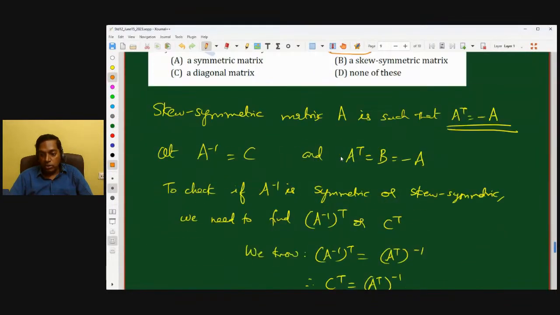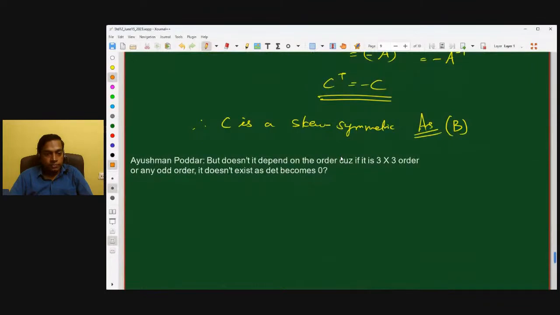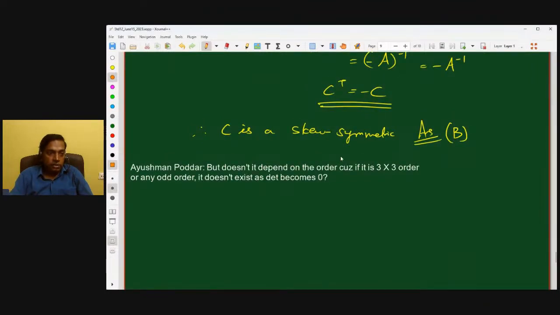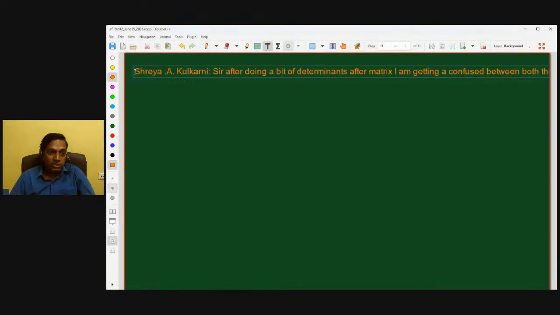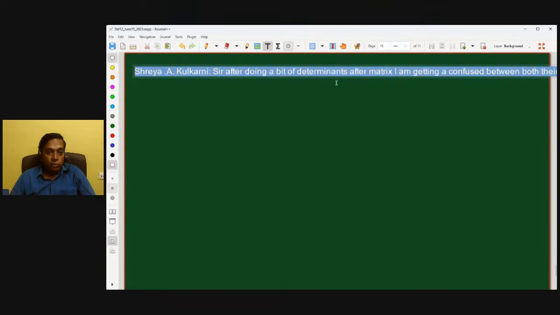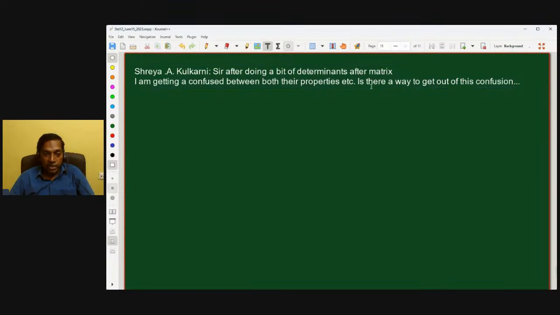Okay. Now, yes. Okay. So let me now come to how to find inverse. See, there are many ideas in matrices where we may have to go a little bit of back and forth. Shreya Kulkarni, this is a good point. In fact, I'm going to talk of one such confusion. If you do matrices and determinants, is there a way to get out? Yes, there is. I'll explain a little bit.